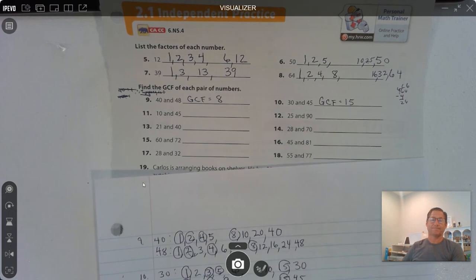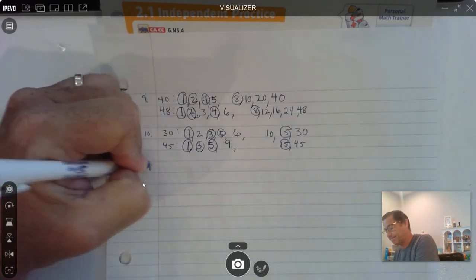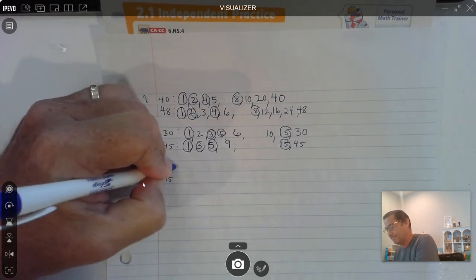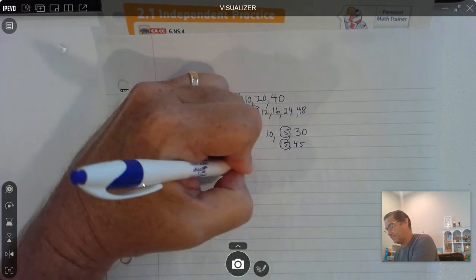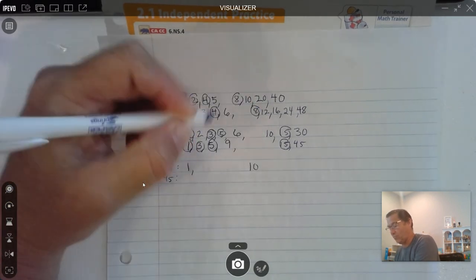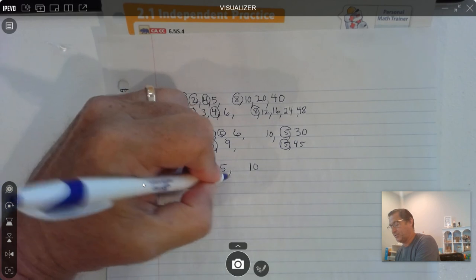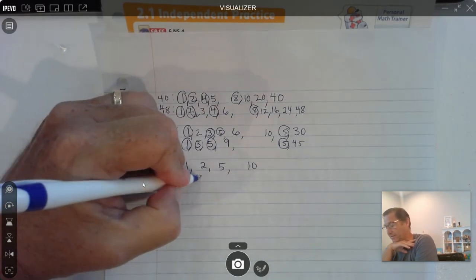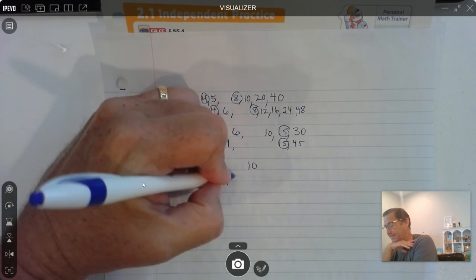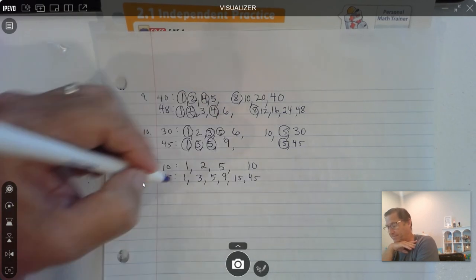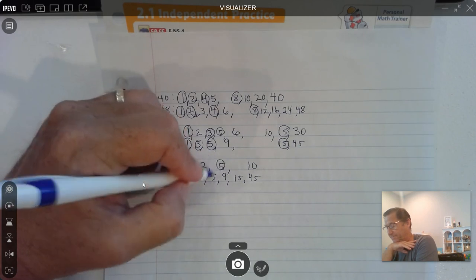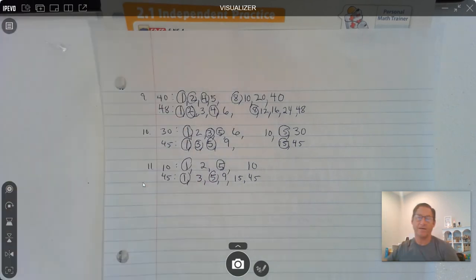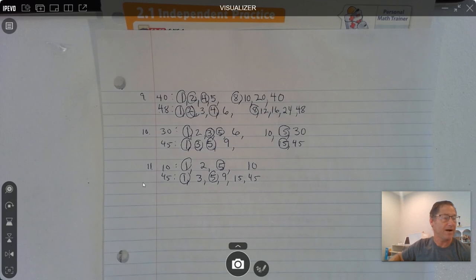Number 11, 10 and 45. So the only factors of 10 are 1 and 10 and 2 and 5. Factors of 45, we just listed those. So let's write them again. 1, 3, 5, 9, 15, 45. 1's in common, 5's in common. So the greatest common factor of 10 and 45 is 5.